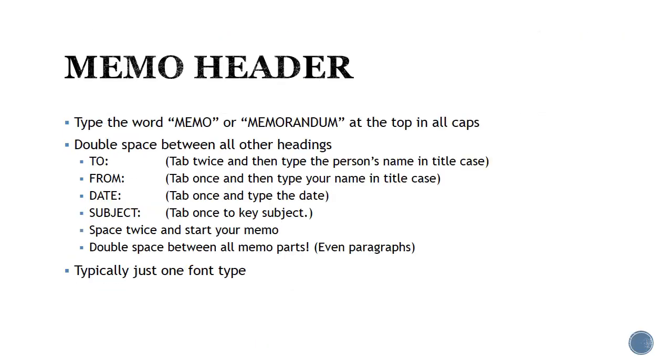So let's review a little bit about our memo header. It could say memo or memorandum. It should be in all caps. We have our to, from, date, and subject in all caps, and we want them aligned, and you're gonna do that with tab. You could do it with spaces, but it's really hard to do. You're gonna space twice and double space and start your memo, and there's double space between all memo parts, even paragraphs, and typically it's in just one font type.